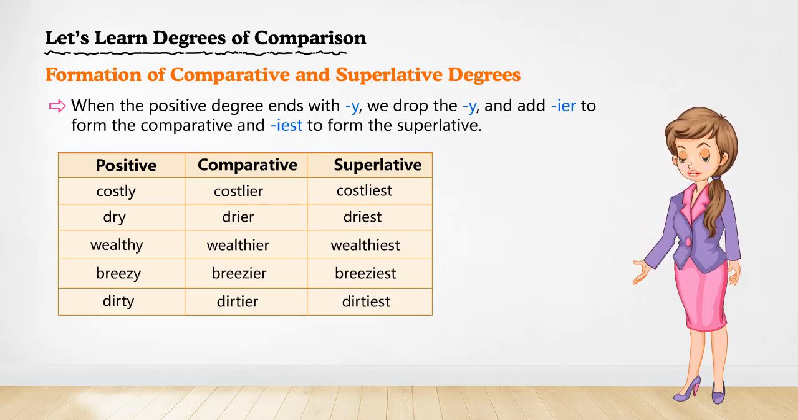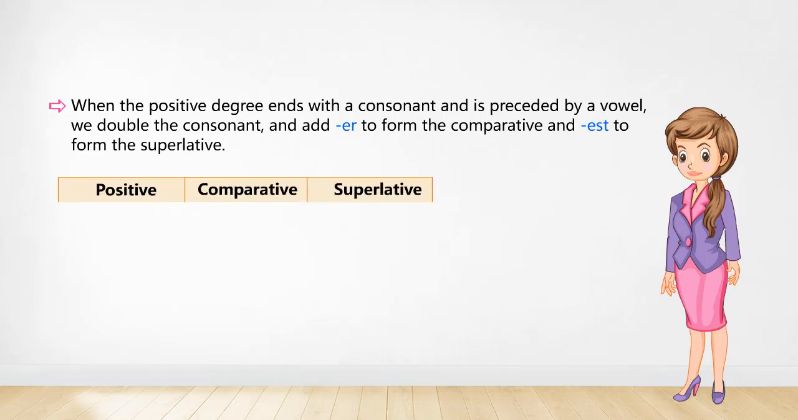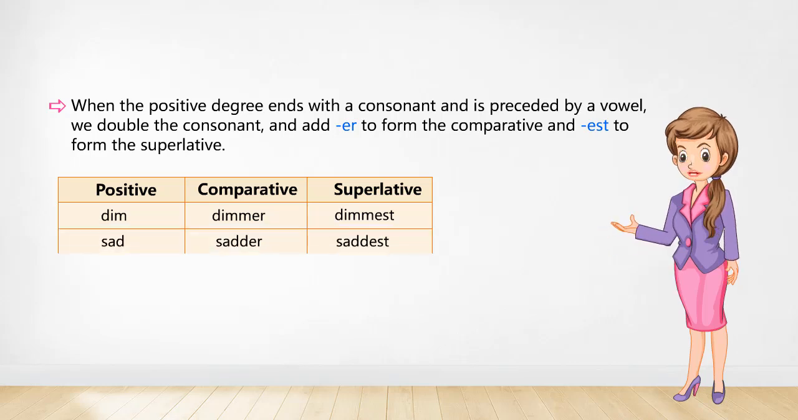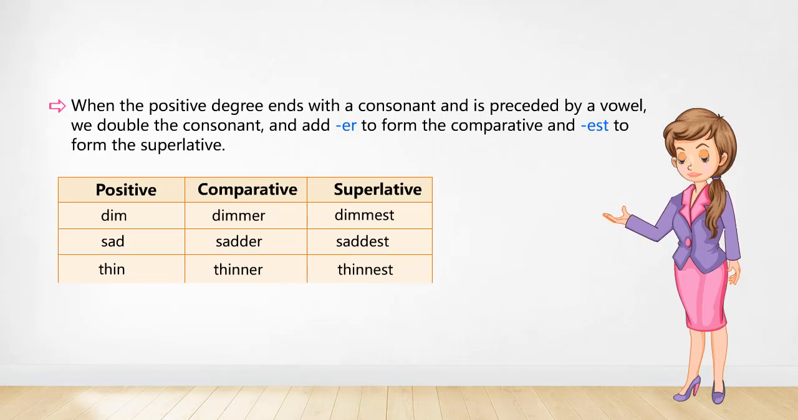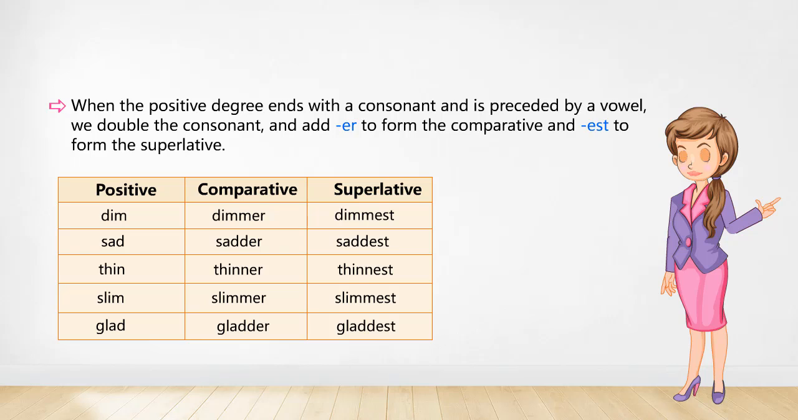Dirty, dirtier, dirtiest. When the positive degree ends with a consonant and is preceded by a vowel, we double the consonant and add er to form the comparative and est to form the superlative. Positive, comparative, superlative. Dim, dimmer, dimmest. Sad, sadder, saddest. Thin, thinner, thinnest. Slim, slimmer, slimmest. Glad, gladder, gladdest.